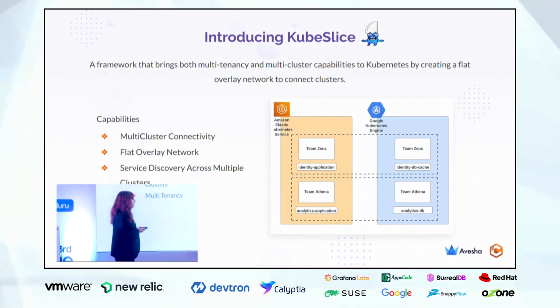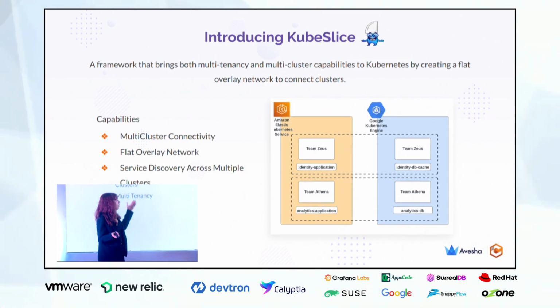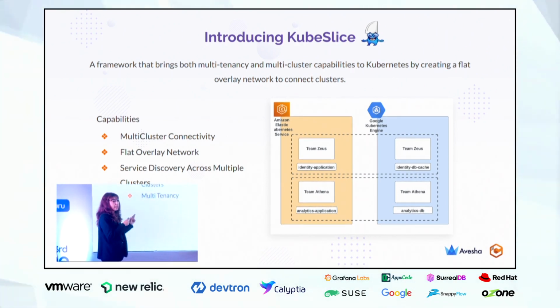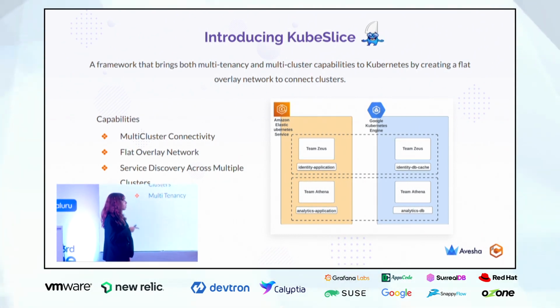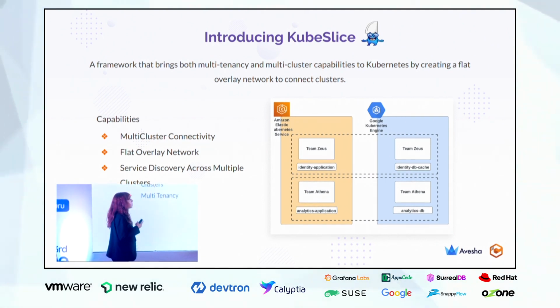So as you can see in the diagram, it's a multi-tenant, multi-cluster kind of topology where there are two teams, Zeus and Athena, and they want to share the clusters, which are Amazon and GKE, but they also do not want any linkage within the cluster, right? So a cost-effective way to get this resource sharing and isolation would be to create a slice. The dotted line you can see is a representation of a slice.